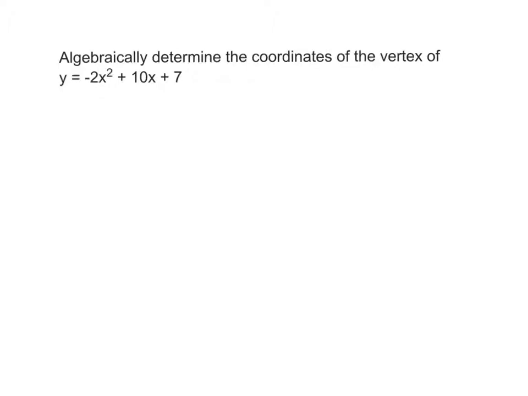So the first step was factor out the coefficient of the first term from the first two terms. So the coefficient is negative 2. We'll factor it out. We get x squared. And what does that second term turn into when we factor out negative 2? Minus 5x. And remember, leave a big space so that you can complete the square.